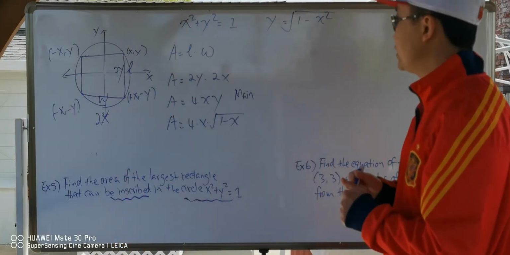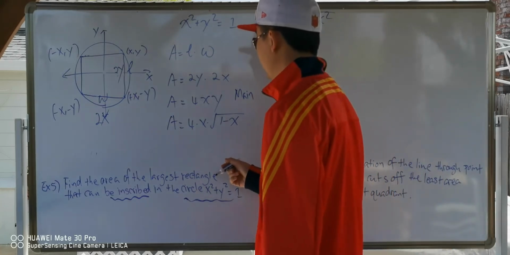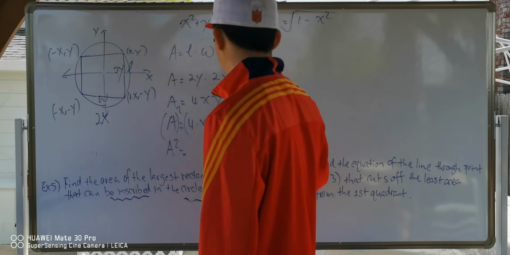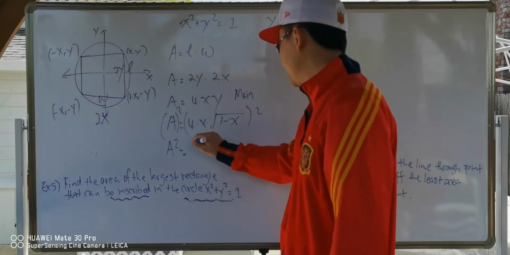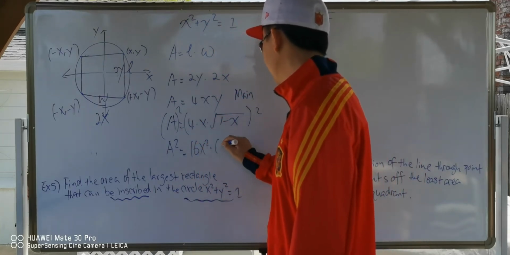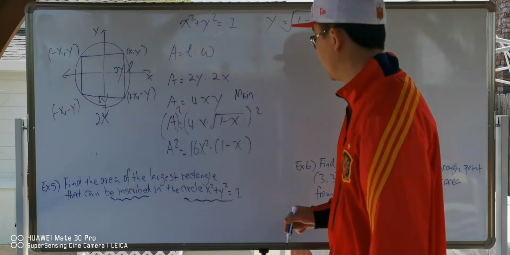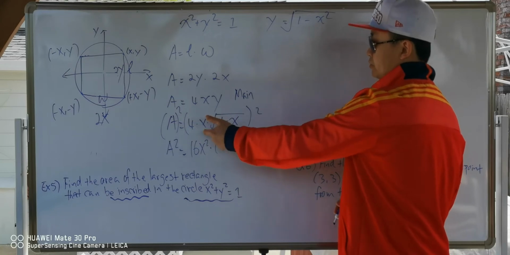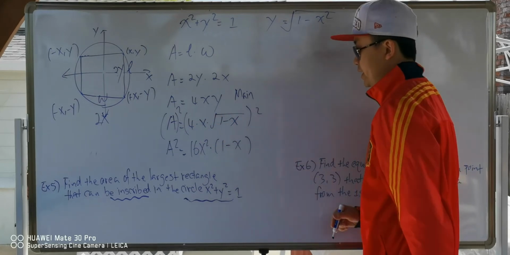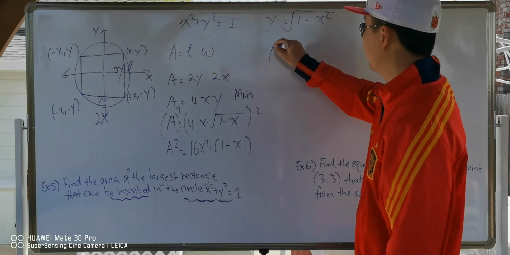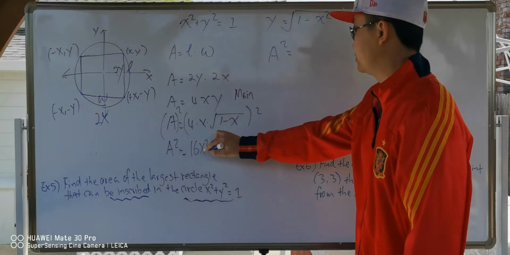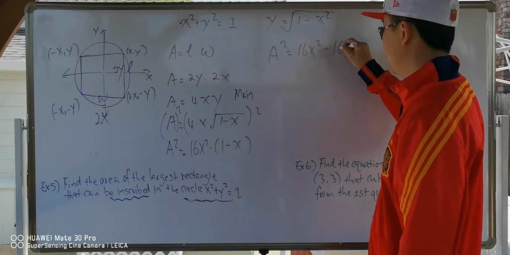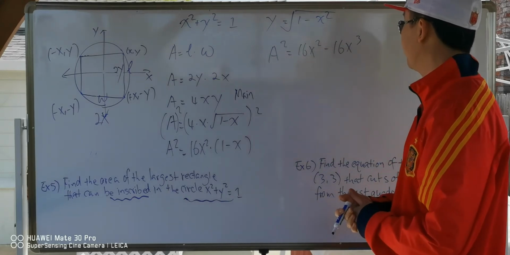Before you differentiate, let's square both sides. So we have area squared equals 16x squared times 1 minus x squared. Again, an exponent distributes to each element, so you square the number, square the variable, and square the radical. Before you differentiate, you probably want to distribute. So we have 16x squared minus 16x to the power of 4.